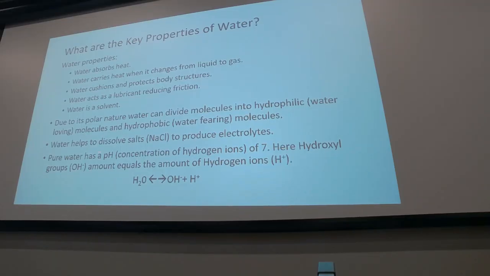So pure water has a pH of 7. pH is the concentration of hydrogen ions. So in this case, hydroxyl groups, or OH minus, will be equal to hydrogen ions. So this is basically what happens with water. Water can dissociate into hydroxyl groups and hydrogen, or these hydroxyl groups and hydrogen can form water.